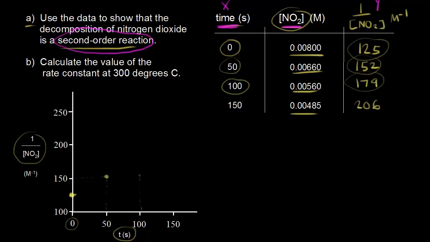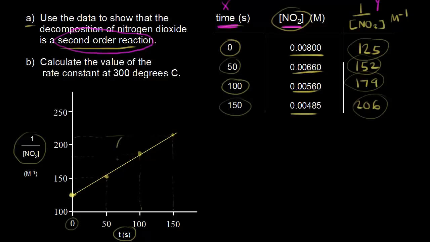So when the time is equal to 100, 179 would be somewhere about there. And then finally, our last point, when time is equal to 150, y is equal to 206. So when we're talking about 150, 206 should be somewhere in there. And let's see if we have a straight line. So let's go ahead and draw a line in here. All right, and we can see that these points are pretty much on a straight line. So we've shown that this is a second order reaction. Obviously I didn't do a perfect job of graphing, but you can see that these points are on our straight line.